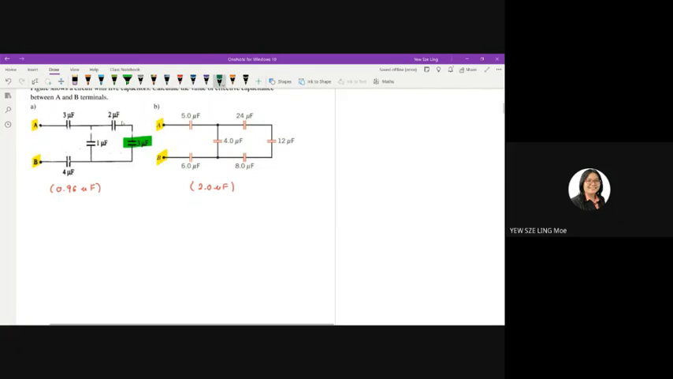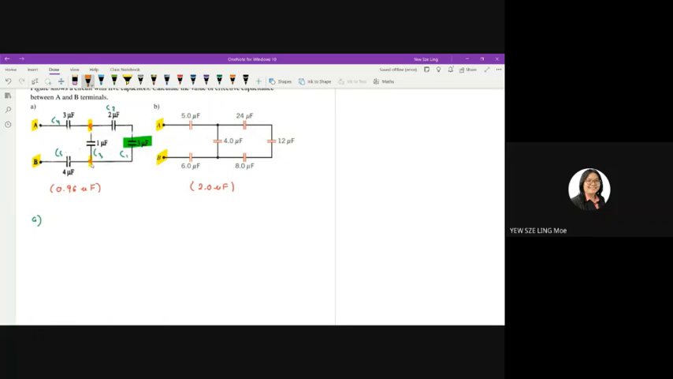So before I start, I would like to label the diagram first. So C1, C2, C3, C4, C5. I'll label it first. So questions A, how am I going to solve it? If I start from 3 microfarad, first I need to know where is my junction. So the junction that is closest to 3 microfarad is right here. The T junctions, right? The junction is here, the orange color point.